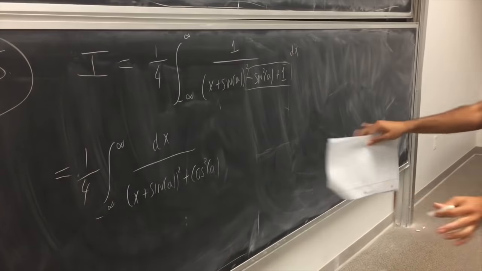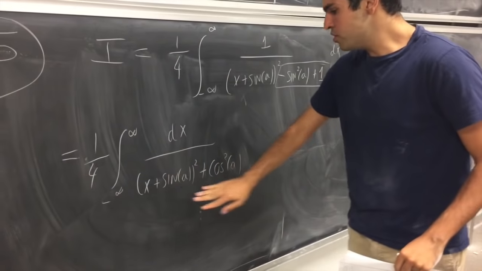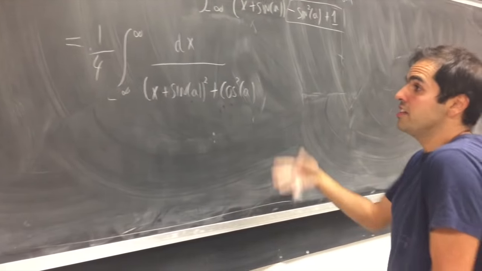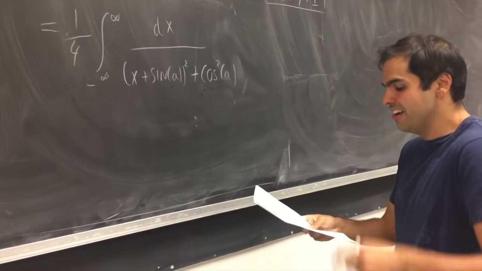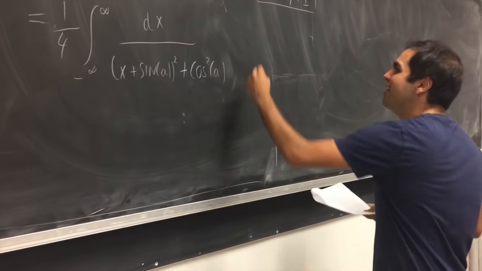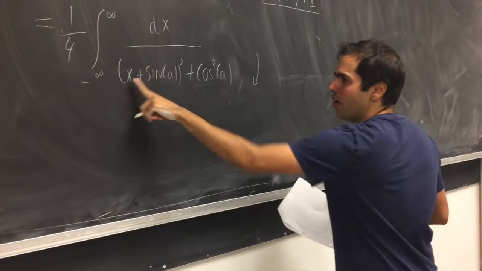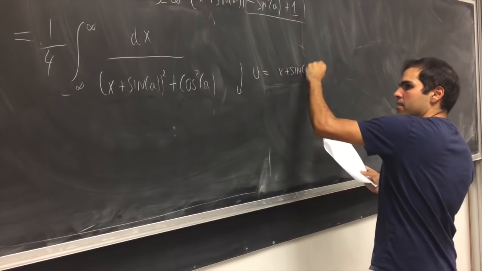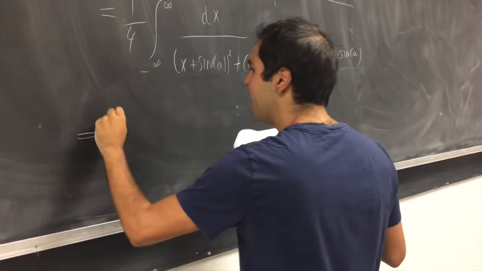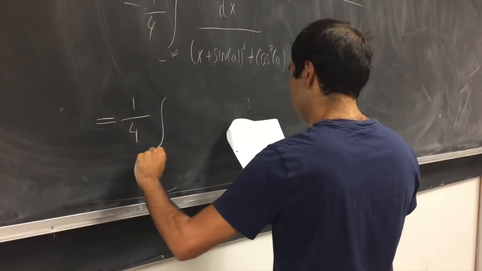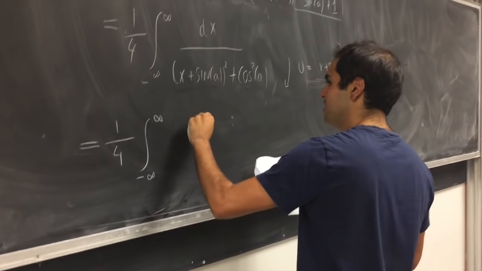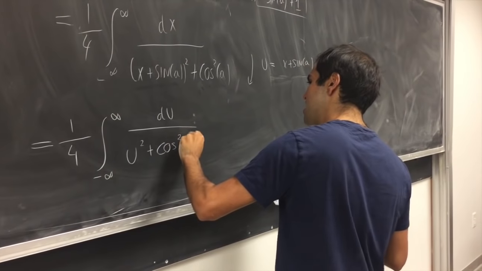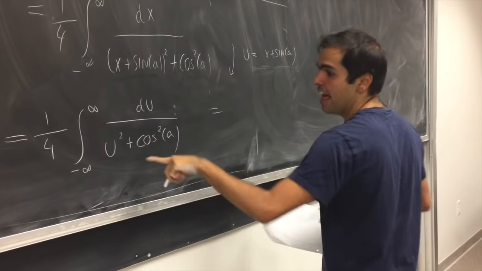Which, by the way, looks much nicer because those two things are just constants. And so it turns out this is much more integrable. First of all, let's change variables. u equals x plus sine of a. Then du equals dx. The endpoints don't change. So we get the integral from minus infinity to infinity of du over u squared plus cosine squared of a.